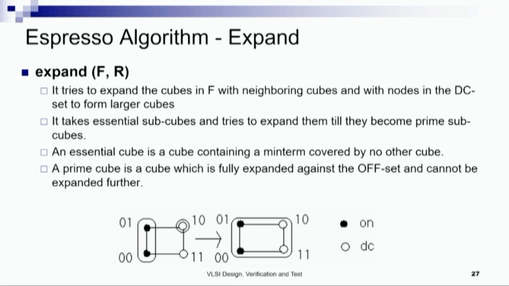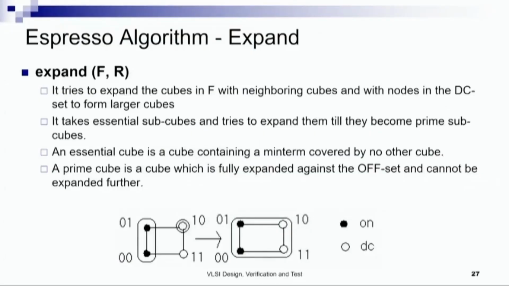What are essential subcubes? An essential subcube is a cube containing a minterm covered by no other cube. It takes an essential subcube in F and expands it until it is prime. This is what we said. A prime cube is a cube which is fully expanded against the offset and cannot be expanded further. If we further try to expand the prime cube by reducing one more literal in it, then it will cover some part of the offset. So, therefore, it cannot be expanded.